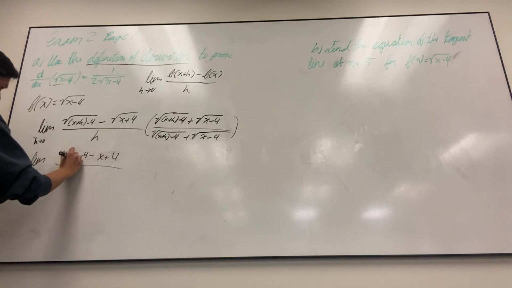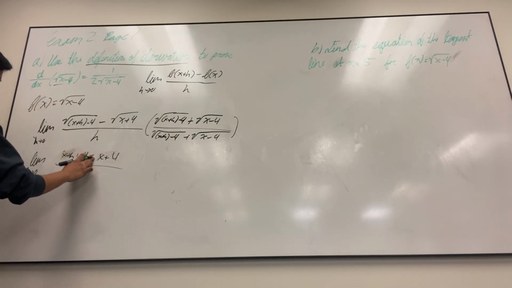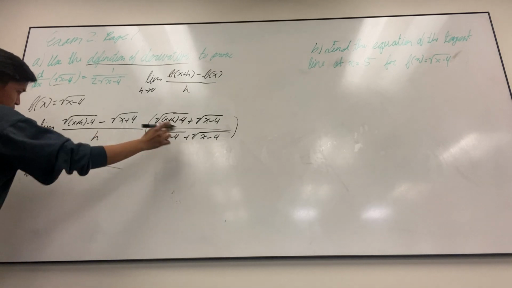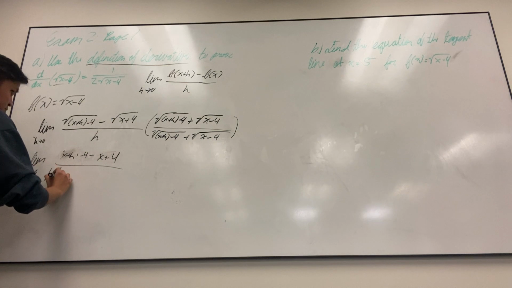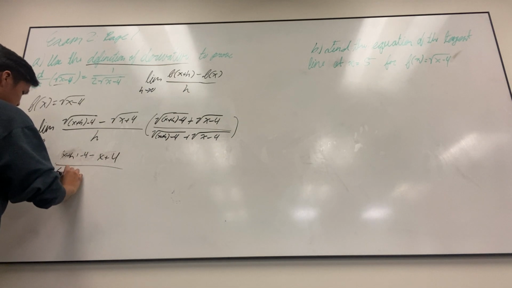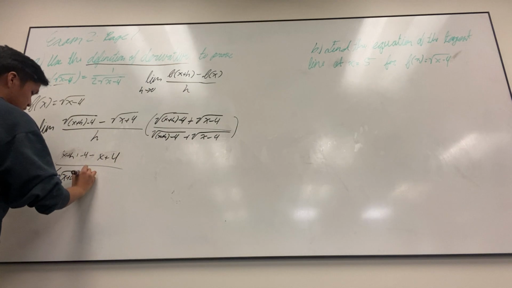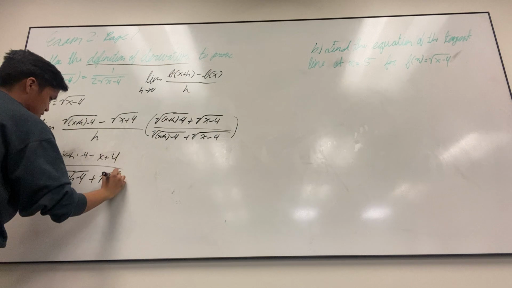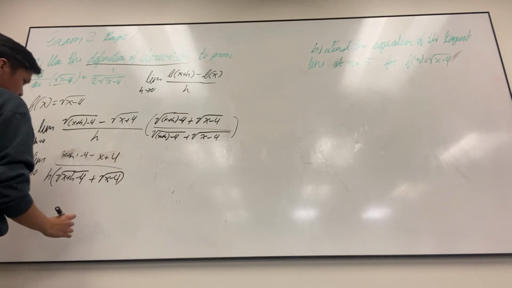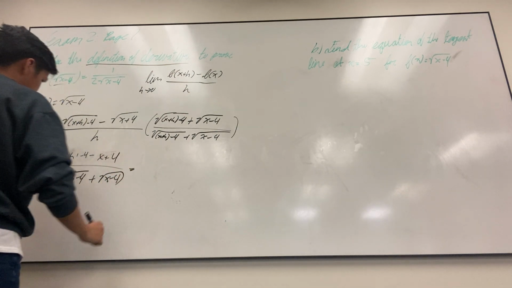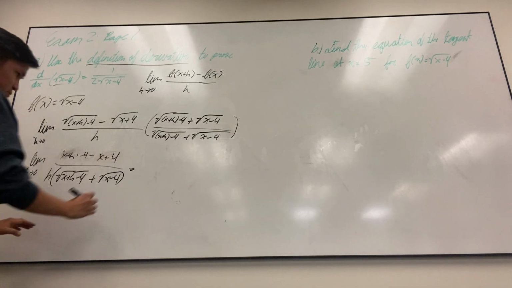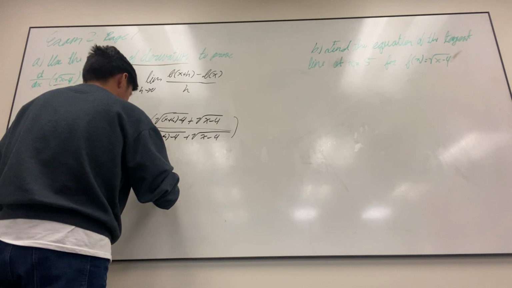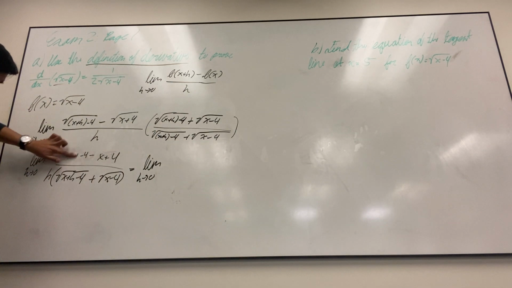So as the square roots cancel out, you're left with x plus h minus 4 minus x plus 4, over h times square root of x plus h minus 4 plus square root of x minus 4. So now you simplify. Don't forget to always carry your limit. So then you bring the limit over again, the limit as h approaches 0.